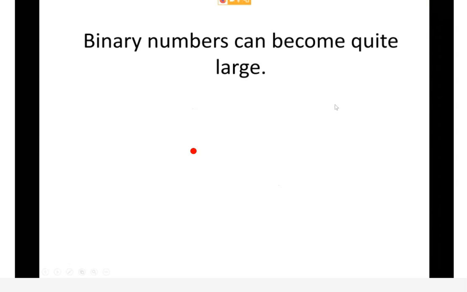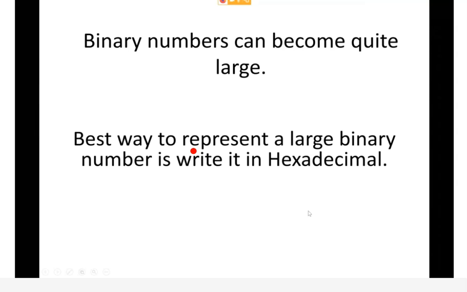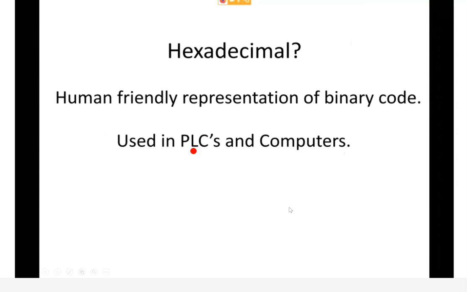Binary numbers can become quite large. In your module, they start off with octal, but I started off with decimal and binary for a reason. And of course, now we'll go into hexadecimal. That just seems to make a little more sense for me, hopefully it will for you. The best way to represent a large binary number is to write it in hexadecimal form. It's a human-friendly representation of binary code, used in PLCs, computers and such.